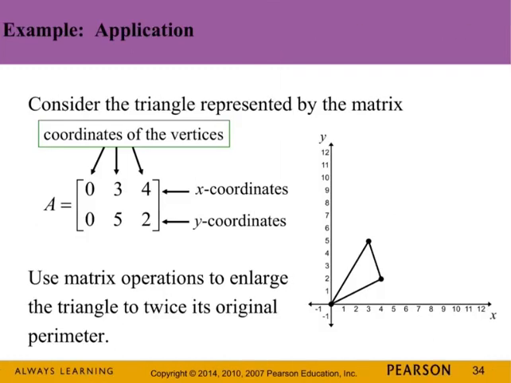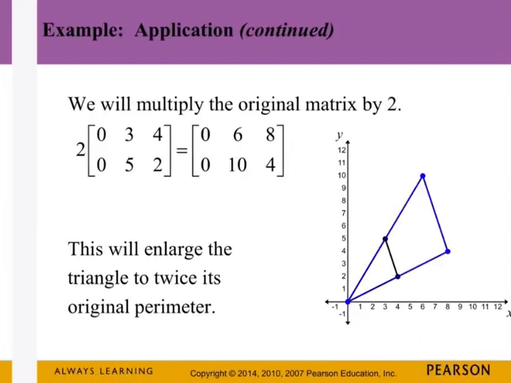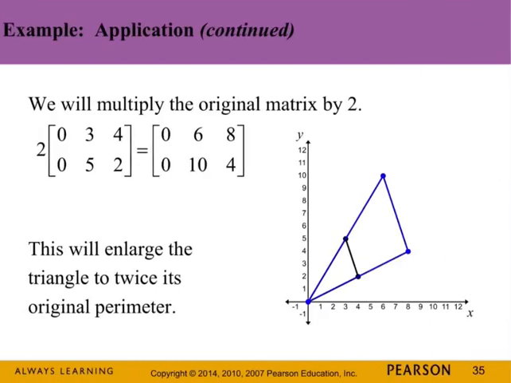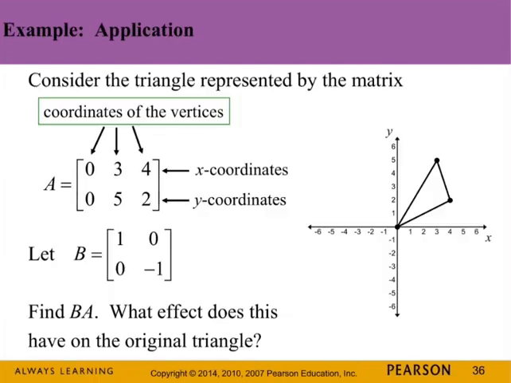Use matrix operations to enlarge a triangle to twice its original perimeter. I think we just want to multiply everything by 2. See? So everything by 2, we're just distributing a 2, and we get this result. It's not too bad.